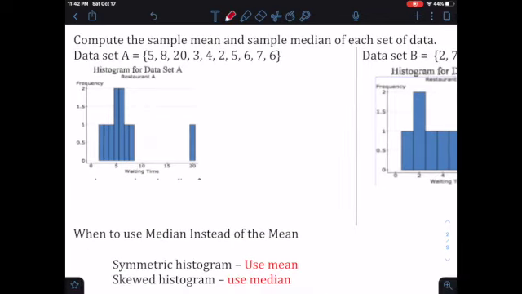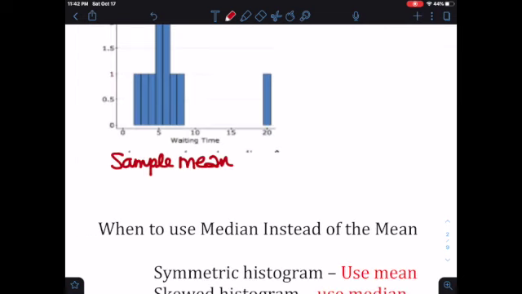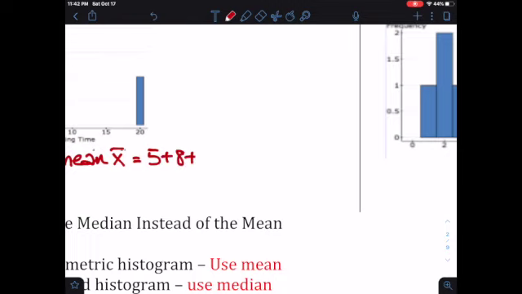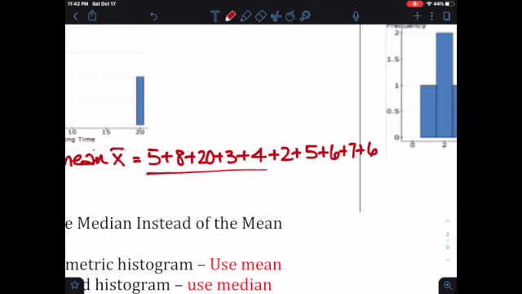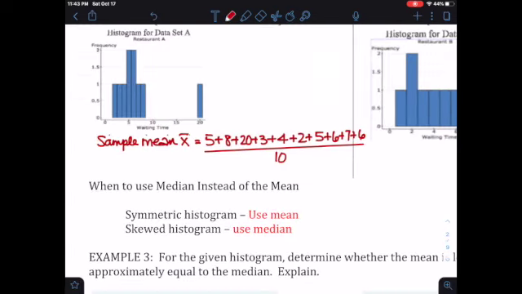And to compute the sample mean and sample median of each set of data, let's start with the sample mean first. The notation is x bar, and that's equal to 5 plus 8 plus 20 plus 3 plus 4 plus 2 plus 5 plus 6 plus 7 plus 6, and then divide by 10, because that's how many data pieces there are. That comes out to 66 over 10, which is 6.6. The units are minutes, because those are times. And that is the sample mean.